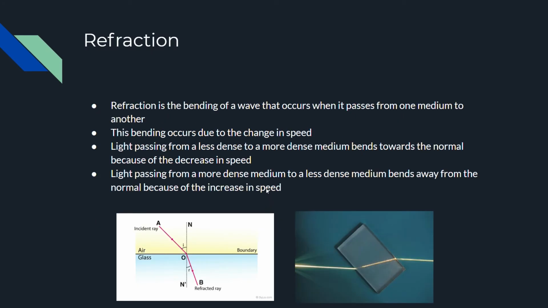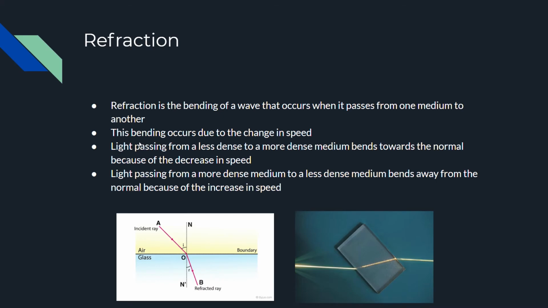Refraction. Refraction is the bending of the wave that occurs when it passes from one medium to another. This bending occurs due to a change in speed when it goes through the medium. So you can see it goes from one medium to another, and the light bends at a different angle.